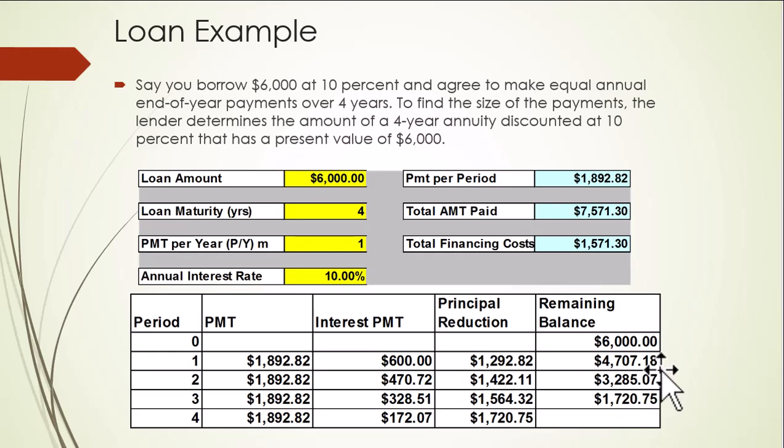The next year, payment's the same. Interest is based on the balance. Since the balance went down, the interest went down. Since the interest went down and the payment's the same, principal increases. In the end, we see that what? The last payment pays off the loan in full.